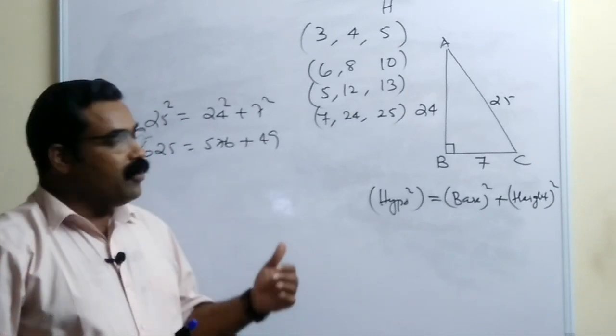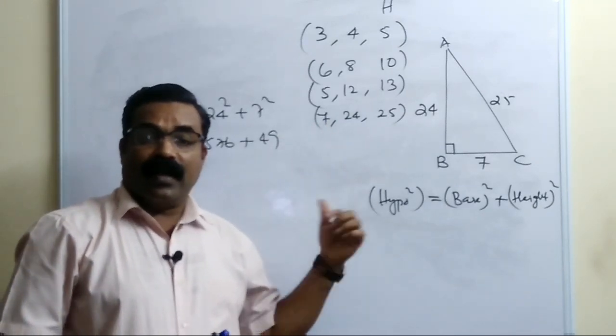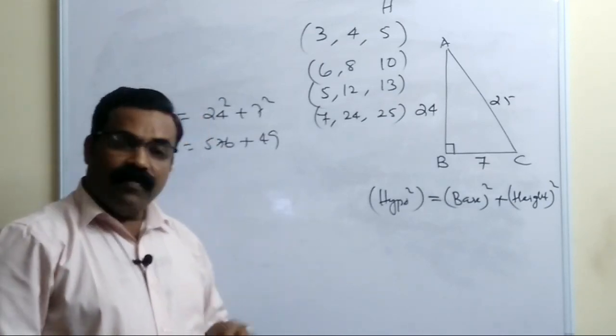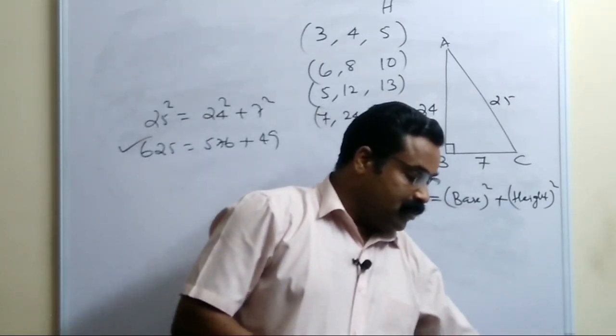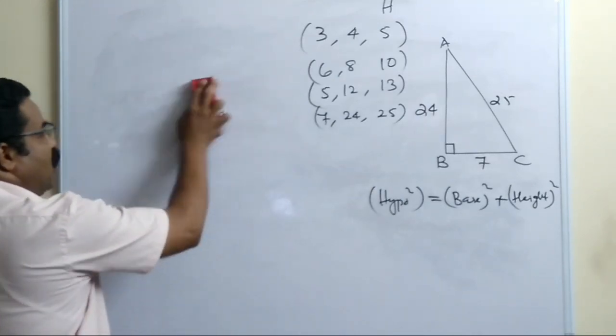Whenever you practice for your competitive exams, make a note of all the Pythagorean triplets you have learned, then remember those things, then you can save a lot of time in your competitive exams. So this is the second topic. So what is the next topic we are going to learn today?